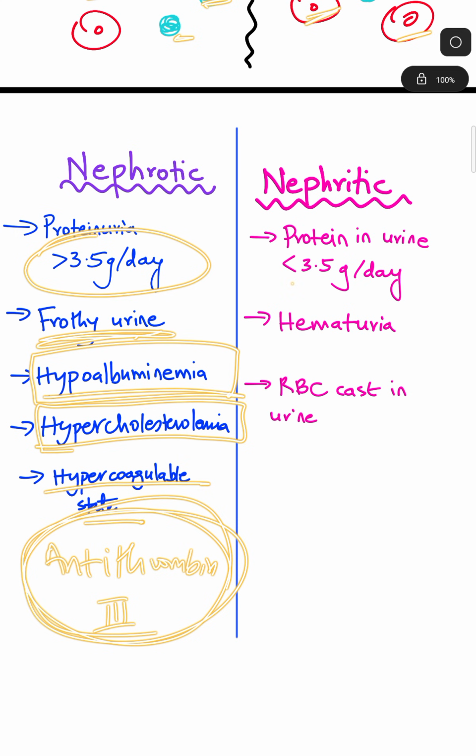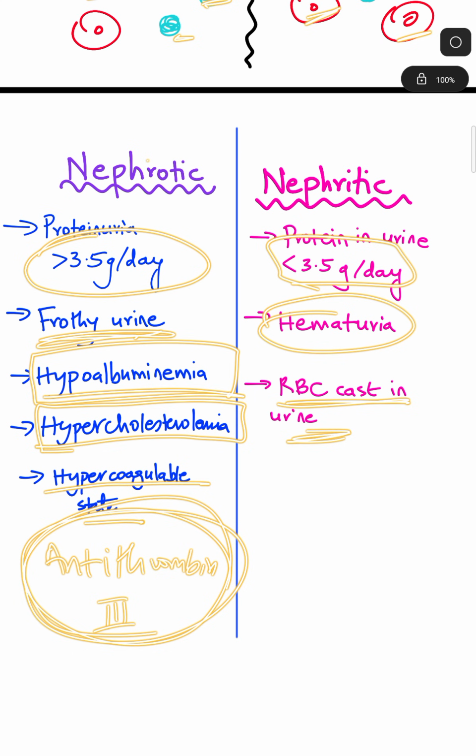Now let's look at nephritic syndrome. You still lose protein, but not nearly as much, typically less than 3.5 grams per day. Instead, the hallmark finding is hematuria with red blood cell casts, which occurs because inflammation damages the glomerular filtration barrier and allows red blood cells to pass through.